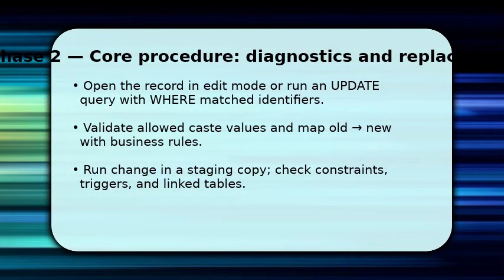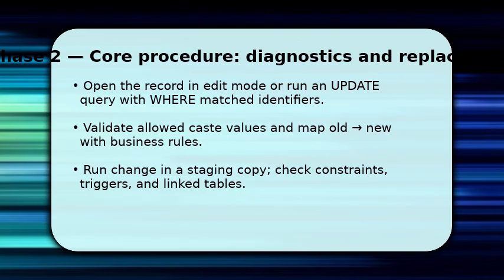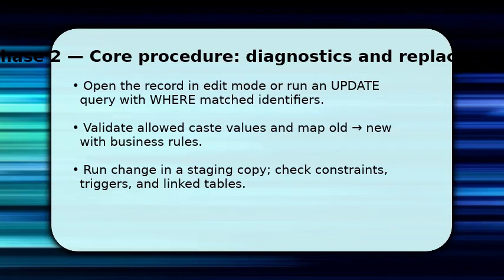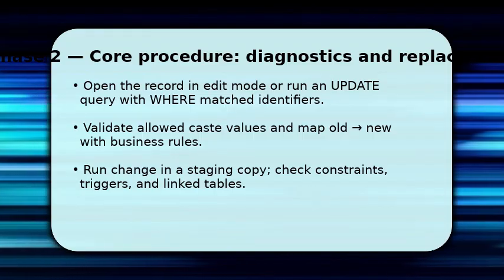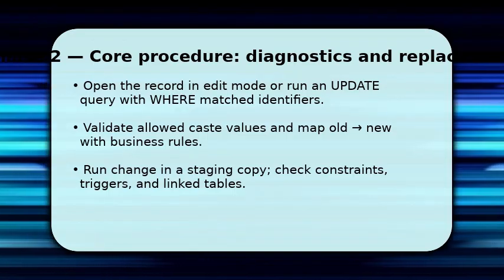Now modify the Caste field. Open the record in edit mode or perform an update query with a precise where clause that matches the user ID and version. You should validate allowed Caste values and apply any mapping rules. This prevents invalid states. Once validated, run the change on a staging copy first. Check referential constraints, triggers, and any linked tables that reference Caste. If automated jobs depend on Caste, pause them temporarily to avoid inconsistent processing during the update.